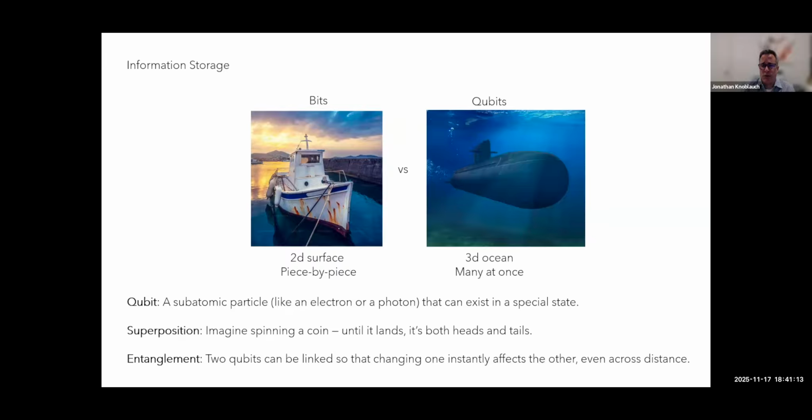So this superposition property allows a quantum computer to explore many possibilities simultaneously. And the system of multiple qubits can represent all possible combinations of 1s and 0s at once.